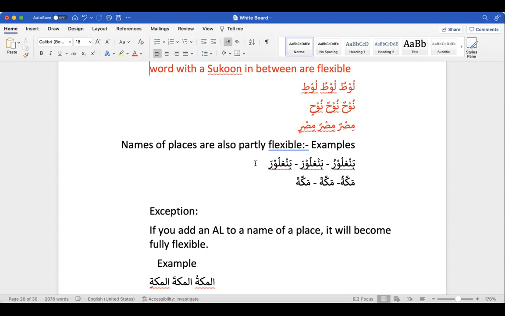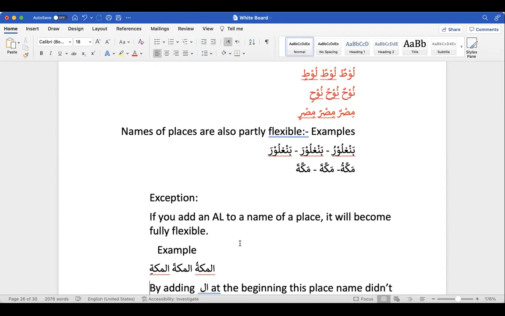And all the place names are partly flexible, except the 3-letter ones, again, which have a sukoon on the middle letter. Okay, and there is one more exception in this case. If you put al on the place name, not the non-Arab name, but the place name, then it becomes fully flexible.